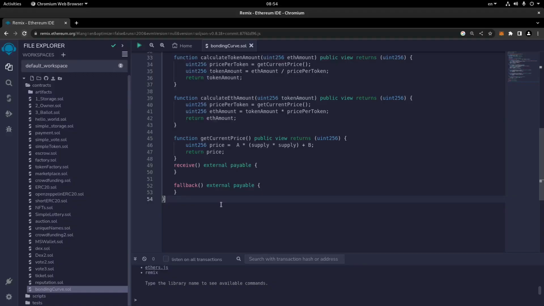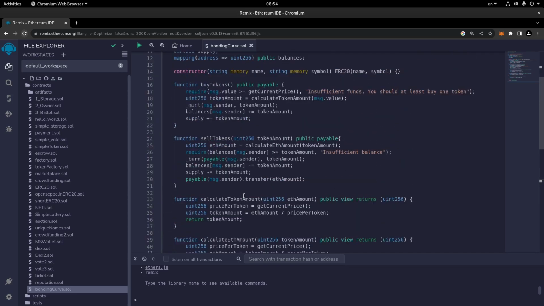Hi everyone, and welcome to the following of bonding curve.sol. As you can remember, in the previous part we've managed to finish all the functions of this smart contract, and I've also made some changes before we compile the smart contract.